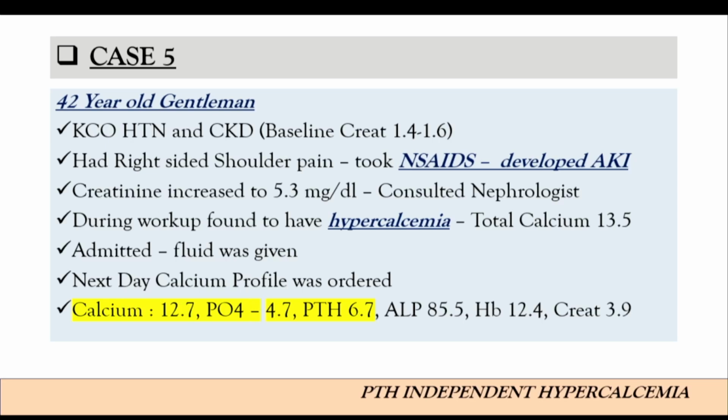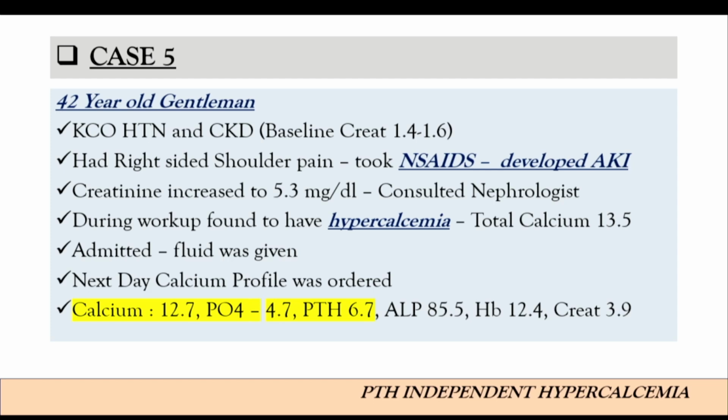So next case: a 42-year-old gentleman, a known case of hypertension and CKD. Baseline creatinine was remaining around 1.4 to 1.6. Then he had a right-sided shoulder pain, so he took NSAIDs by himself, and within 1 month he developed AKI. He ended up with a creatinine of 5.3 milligram per deciliter, so he consulted a nephrologist. During workup, he was found to have hypercalcemia. Calcium was 13.5. He was admitted and fluids were given. Next day, the calcium profile was done.